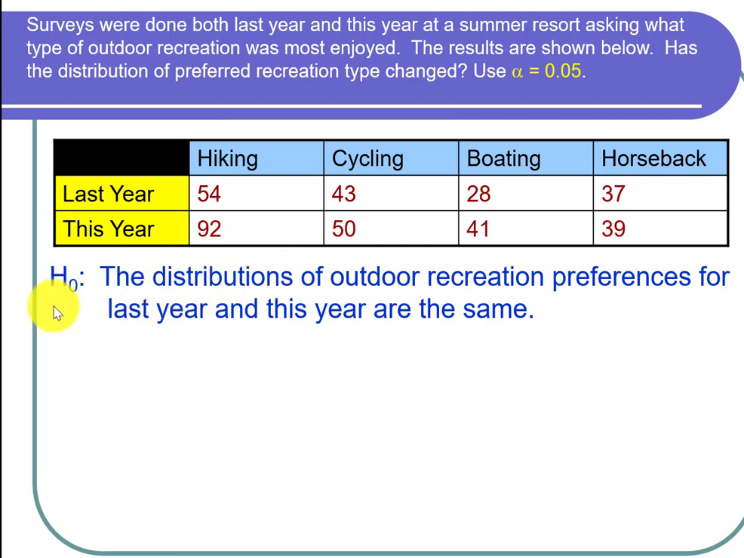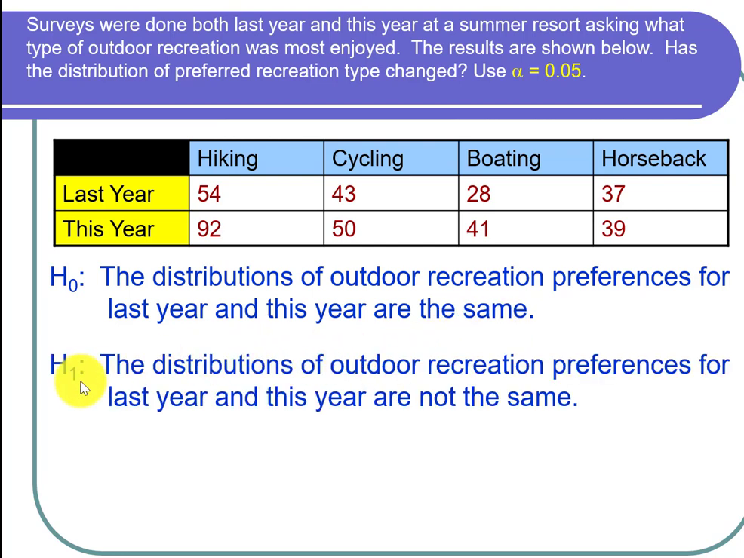And when we have that, our null hypothesis, H0, will be, in this case, the distributions of outdoor recreation preferences for last year and this year are the same. And our alternative hypothesis, H1, is the distributions of outdoor recreation preferences for last year and this year are not the same. Okay, the good news is there's a calculator that will do this for us.